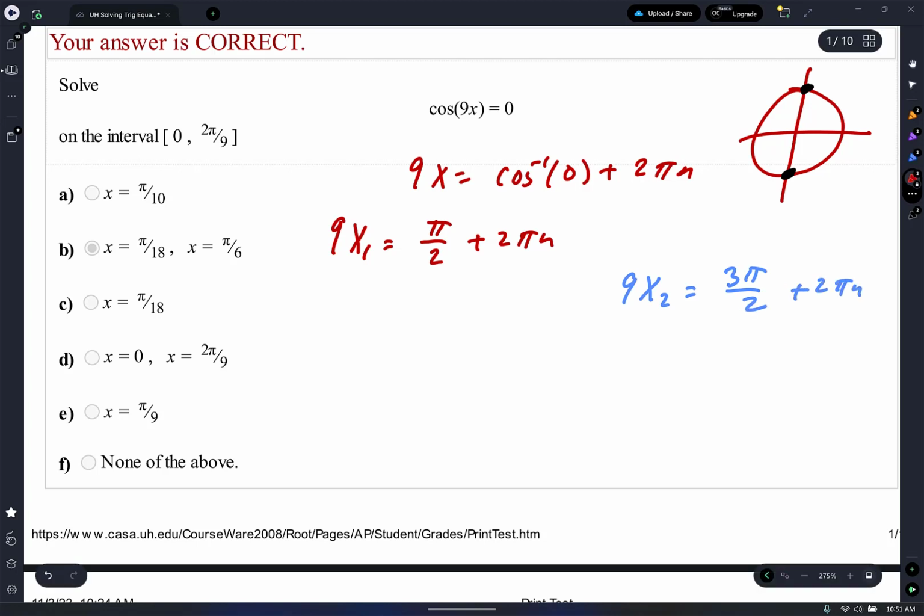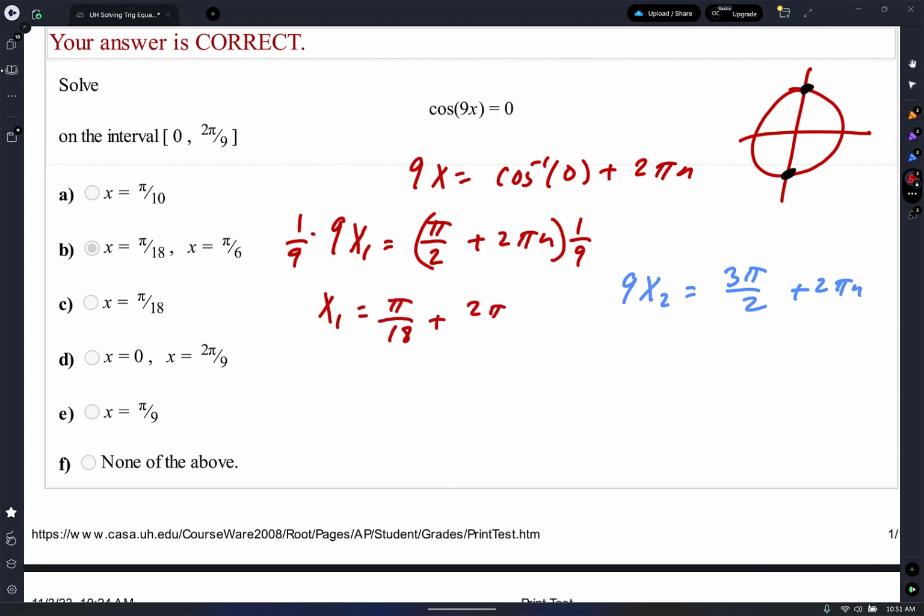I'm going to divide by 9 or times it by 1/9. You guys seem to like to multiply, so I'm going to go ahead and multiply by 1/9, the reciprocal. X1 equals pi over 18 plus 2 pi n over 9. Notice that the domain is between 0 and 2 pi over 9. So I'm not going to be using this 2 pi over 9 because I would already be over the domain. Does that make sense? Same thing with the sky blue one.